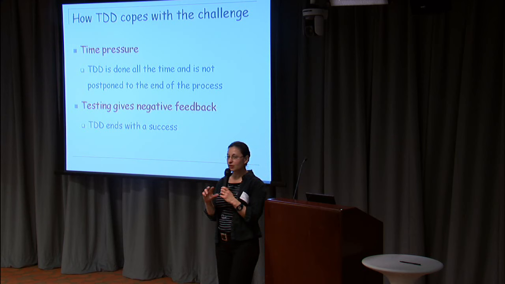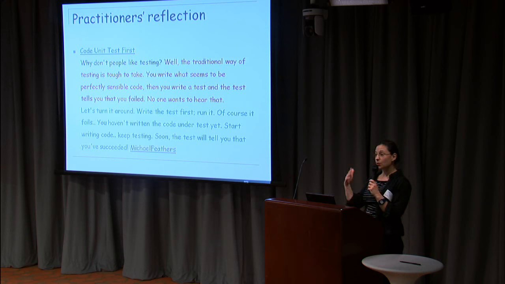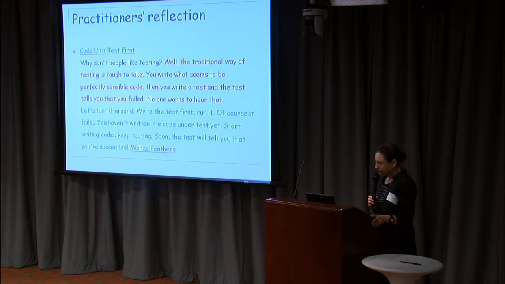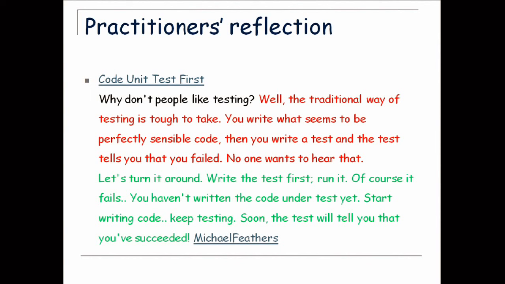So it ends with a success, and I would like to present the testimony of a practitioner. It is taken from the wiki of Agile Software Development. It is accessible to everyone. So it starts like this. Why don't people like testing? Well, the traditional way of testing is tough to take. You write what seems to be perfectly sensible code, then you write a test, and the test tells you that you failed. No one wants to hear that. Let's turn it around. Write the test first. Run it. Of course it fails. You haven't written the code under test yet. Start writing code. Keep testing. Soon the test will tell you that you have succeeded. Okay? Very good feeling to end with a success.